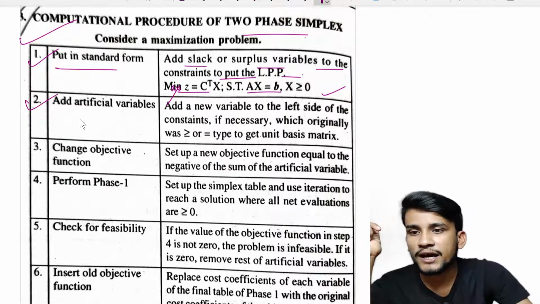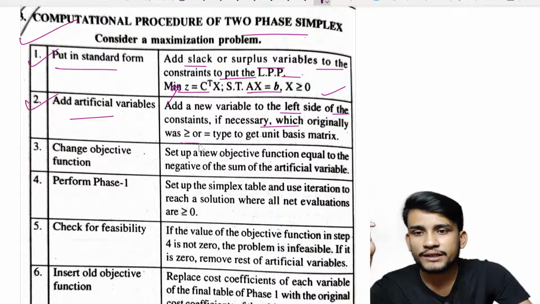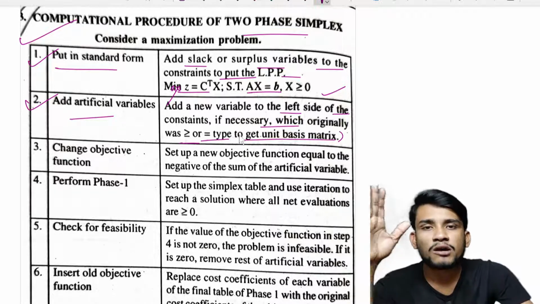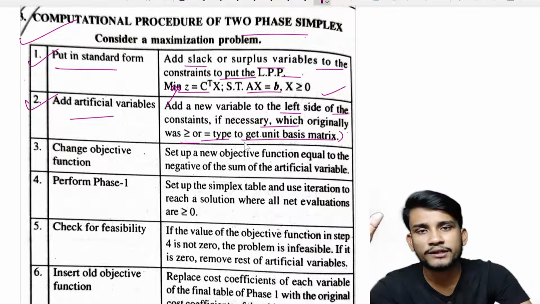And second is add artificial variable. Add a new variable to the left side of the constraint if necessary, which is originally greater than or equal to or equal to type, to get the unit basis matrix. Okay, so artificial variables, we already discussed, come only in the basis; we are adding the artificial variable to form the standard basis.